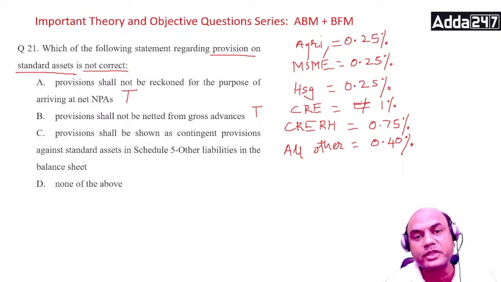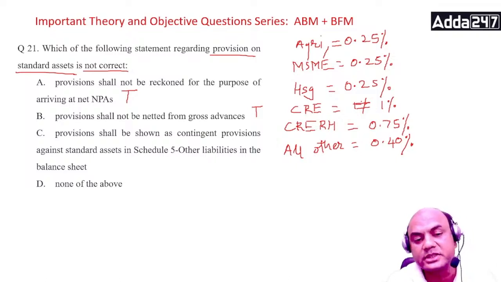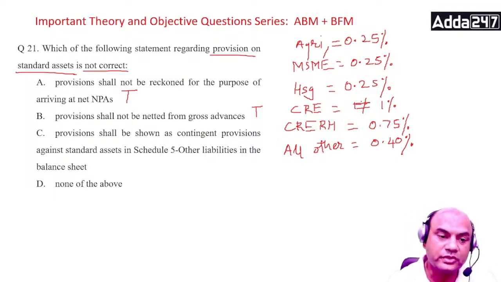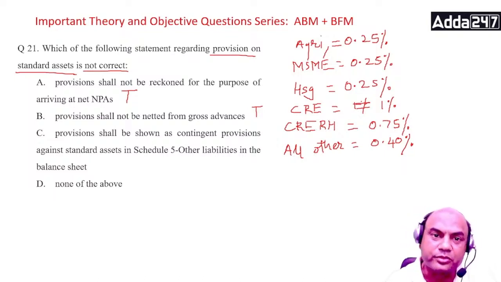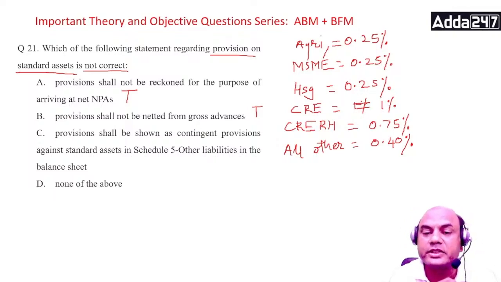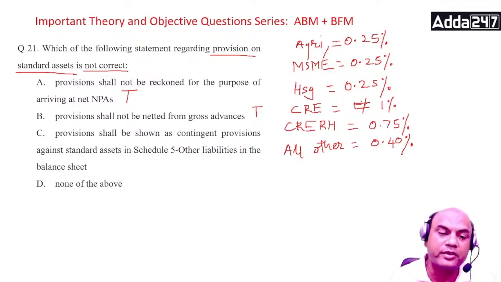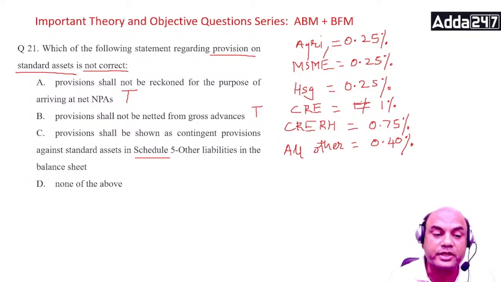So the gross advances we don't take it. Where will we take it then? We will be taking it in net advances. Okay, net. Got it? Provision shall be shown as a contingent provision. So that is true, because this is a contingent provision. This is not an NPA as of now, because I am just making a provision for safety purpose, right? So contingent provision against the standard assets in Schedule 5, other liabilities in the balance sheet. So this is also true.